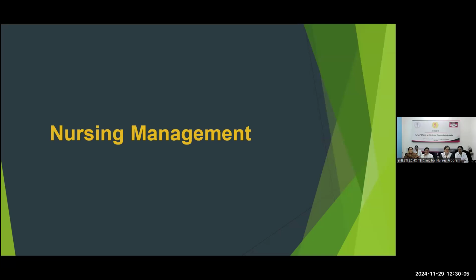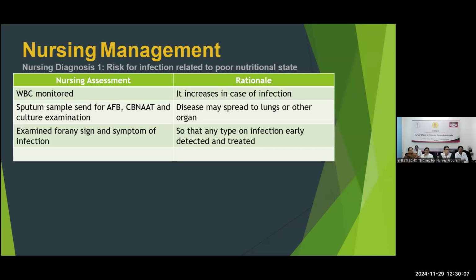Now we'll move on to nursing management. The nursing diagnosis was risk for infection related to poor nutritional state, as her oral intake was poor. WBC was monitored to know if there is any risk of infection, and a sputum sample was sent for AFB, CBNAAT and other examinations to know if the disease has spread to any other organ or to the lungs. She was examined for signs and symptoms of infection, so that any infection can be identified and detected early.